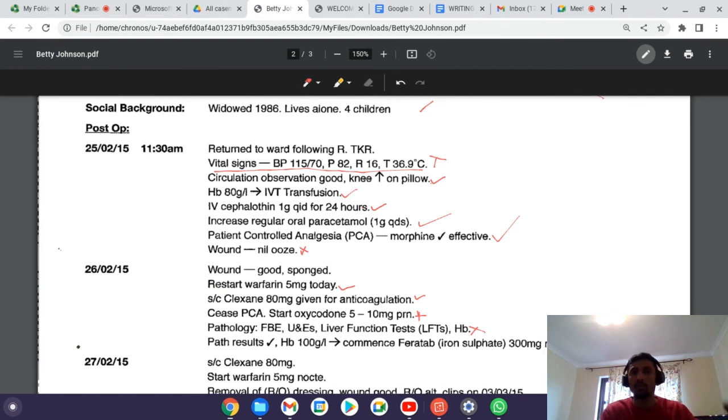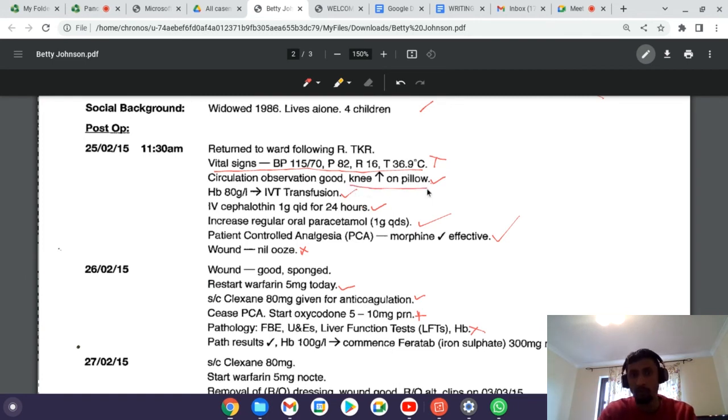So circulation observed good and knee elevated on pillow. Two points: the circulation is good, you don't want to write it. Why? Because that's a normal thing. If you find any abnormal thing that needs to be told to the patient's GP, that needs to be told. Another important piece of information is what you provided to the patient as soon as the surgery was done. Here you informed the patient to elevate the knee on pillow. So that's one point you can write.